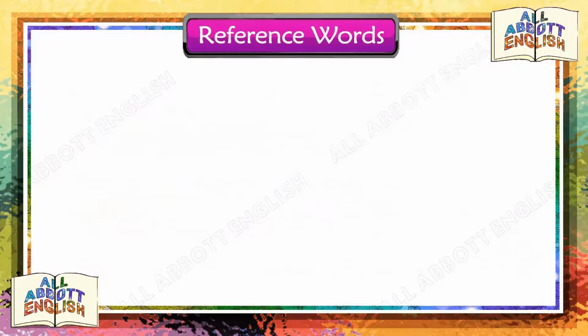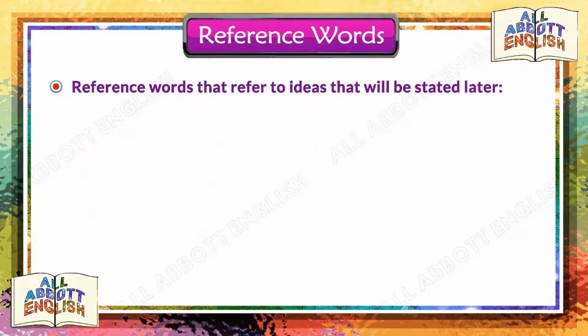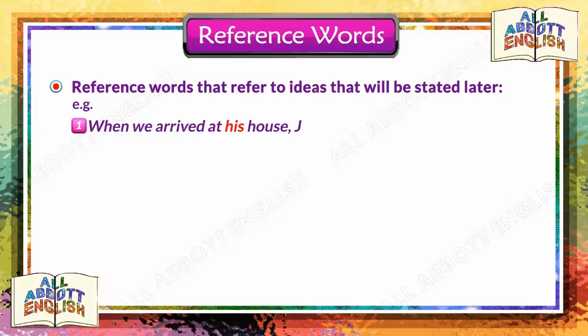Now, let's look at reference words that refer to ideas that will be stated later in the text. For example, when we arrived at his house. His is a pronoun reference. We can only know what it is referring to when we move forward to the next part of the sentence. John was mowing the grass. His is the reference word for John.